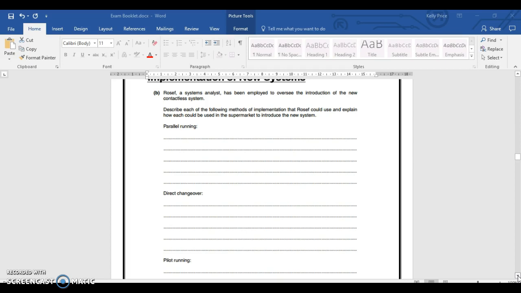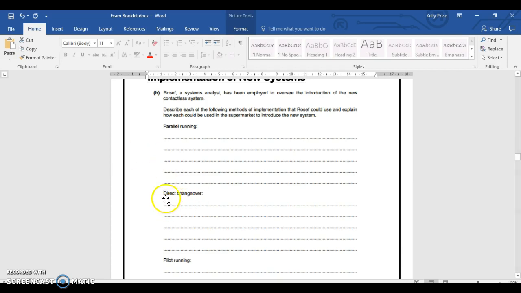So, parallel running. Now, parallel is basically what it says on the tin. Okay, so parallel is basically they're two lines running together. Okay, so what they're doing here is they're actually running the new chip and pin system alongside the old chip and pin system. So the idea of what they'll do is they'll run them both together, and so if there's any problems with the new system, they can iron it out before they actually slowly change over. Yes, so slowly change it over, and there are absolutely no bugs and no problems with the new system.